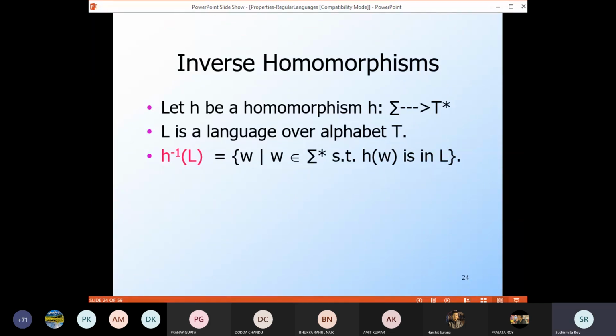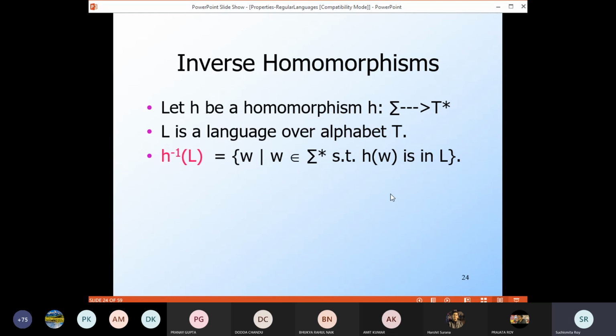Now, inverse homomorphism. All of you understand what is homomorphism and substitution. So let's now look at how inverse homomorphism is defined. Please remember that a homomorphism is defined on sigma and maps to T star. Now what we have is a language which is defined on the alphabet T or tau. The inverse homomorphic image of this consists of all those strings to which you can apply the homomorphism and get a string which belongs in L.